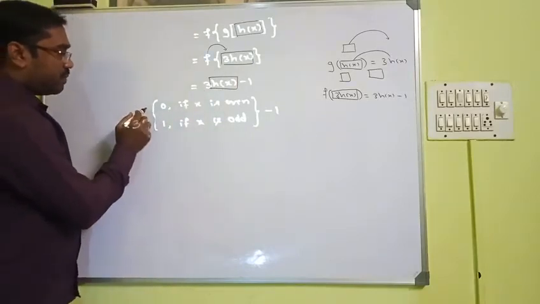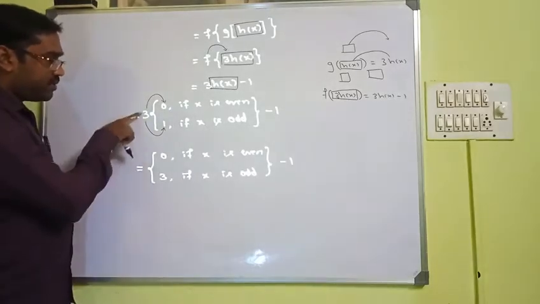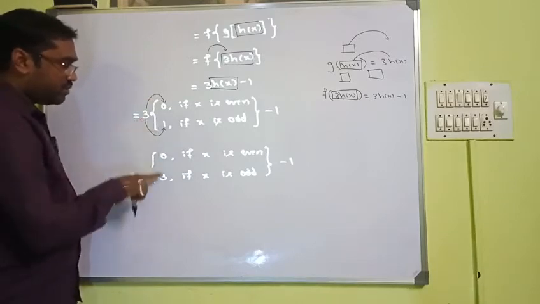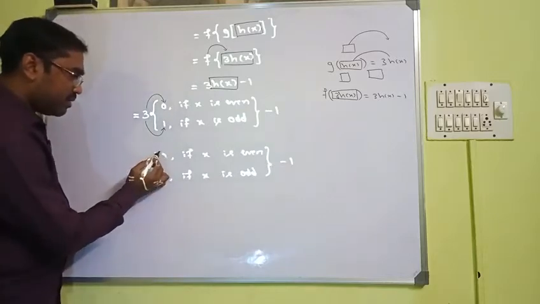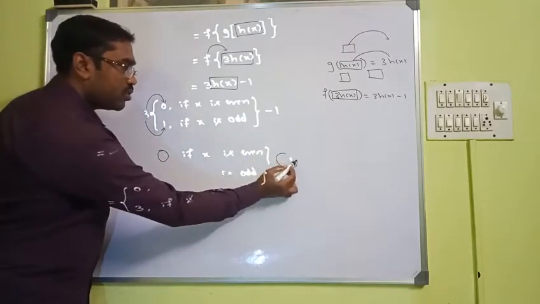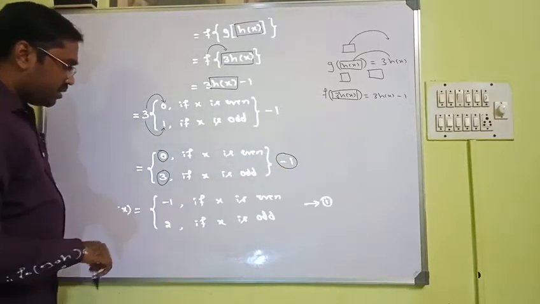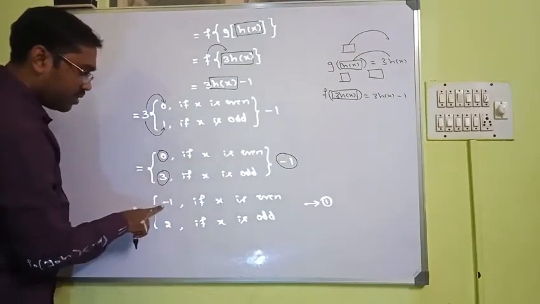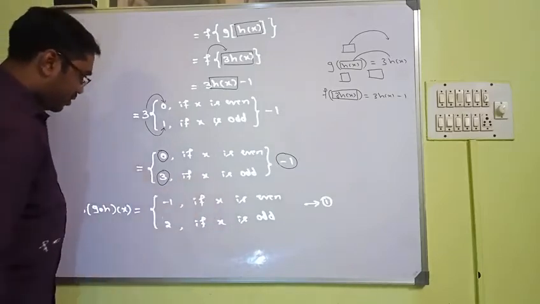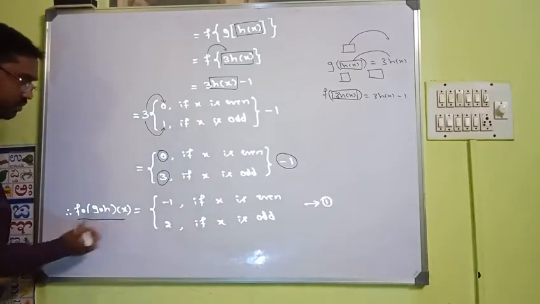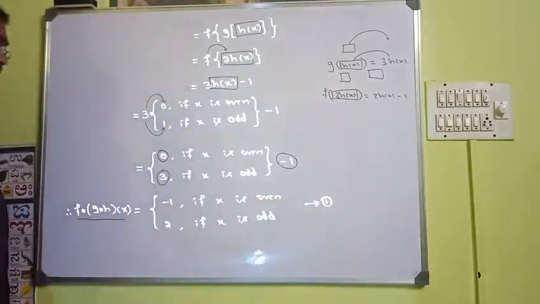Now let us multiply this 3 inside here and here. If you multiply this 3 inside here, 3 zeros are 0, 3 ones are 3. Everything is same. Minus 1. Now let us subtract 0 minus 1, then 3 minus 1. Let us see what we get. So what is 0 minus 1? It is minus 1. 3 minus 1 is 2. This remains the same. So this composition is this answer. Let us call this equation number 1.